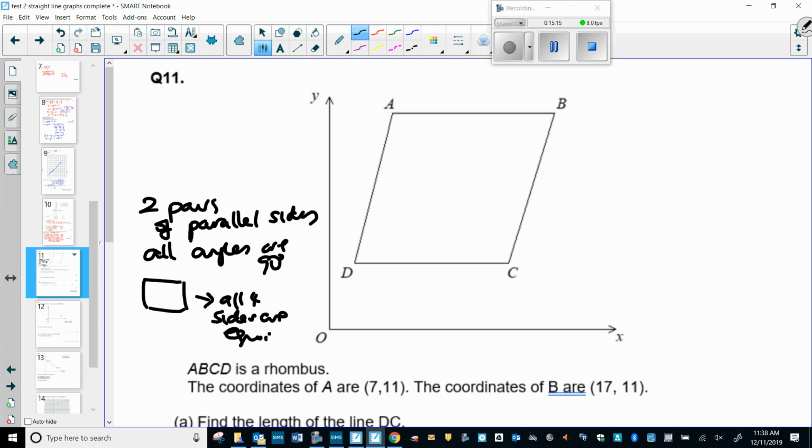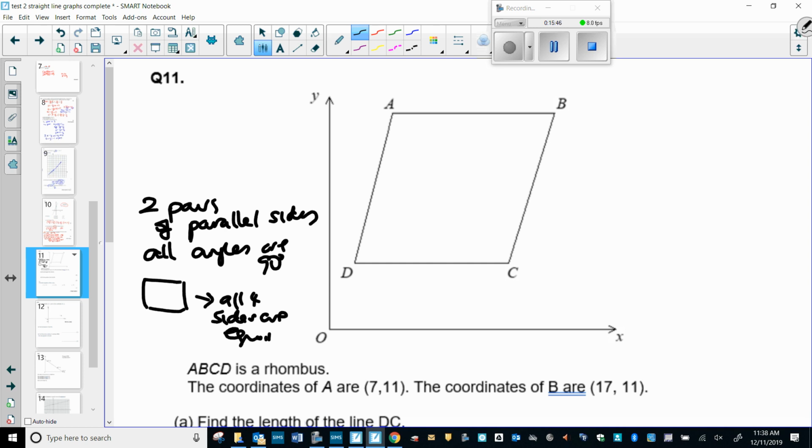Same thing with a rhombus. A rhombus fits into the parallelogram description. So a rhombus is basically a tilted square. Good, we go through things which reassure. They are testing that you know what a rhombus is.